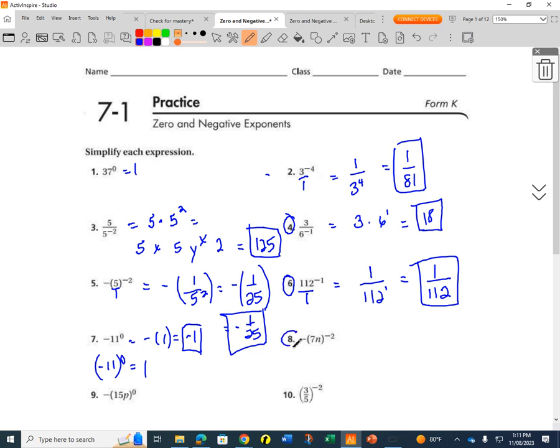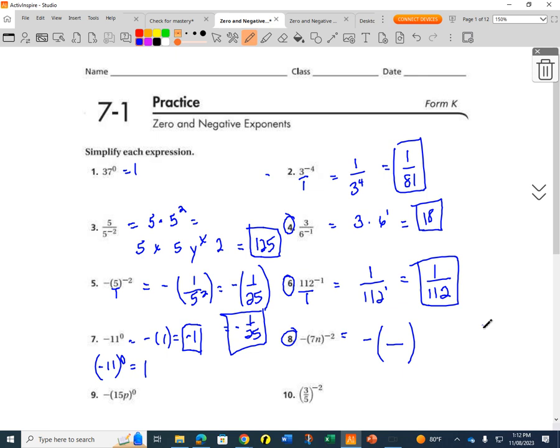Anybody want to try number 8? What do you think? Jacob, you want to try number 8? It's a trick one. I'll get you started. It's going to be the opposite. And we're going to do something to make that positive, that -2 positive. What are we going to do?